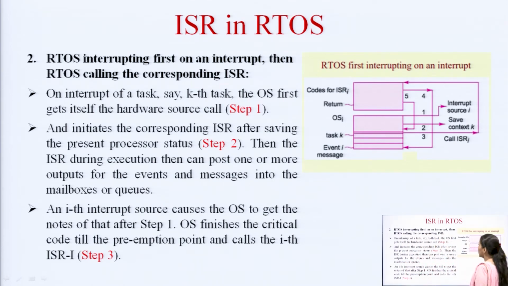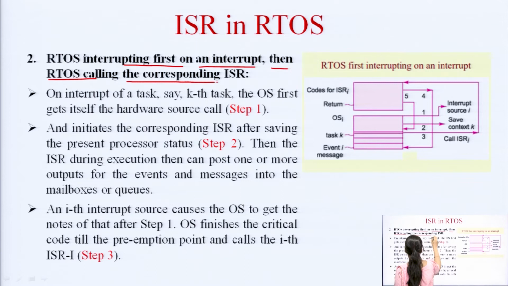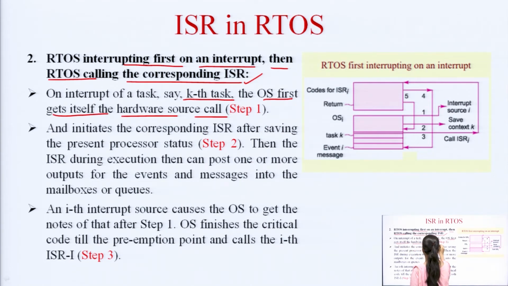The next way of answering the interrupt calls is that the RTOS first interrupts on an interrupt, then the RTOS calls the corresponding ISR, that is the interrupt service routine. Let us have a look at this scenario. On interrupt of a task, say the kth task, the operating system first gets itself the hardware source call. So, this is step 1.